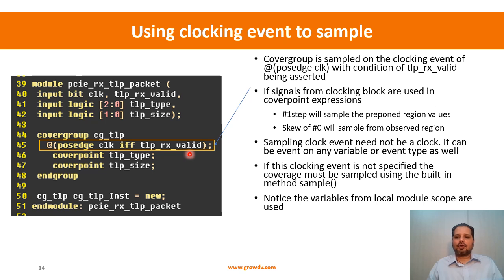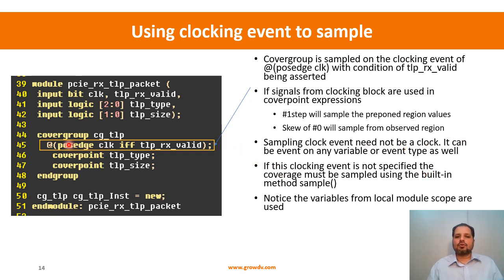Typically when you look at any signal level interfaces, even a simple APB bus or any bus, there is a valid signal that tells when the bus contents are legal, or when that particular value can be consumed, right? So that is a typical use case. When you are implementing those types of coverages, you can use this iff to qualify the particular edge where it needs to sample.